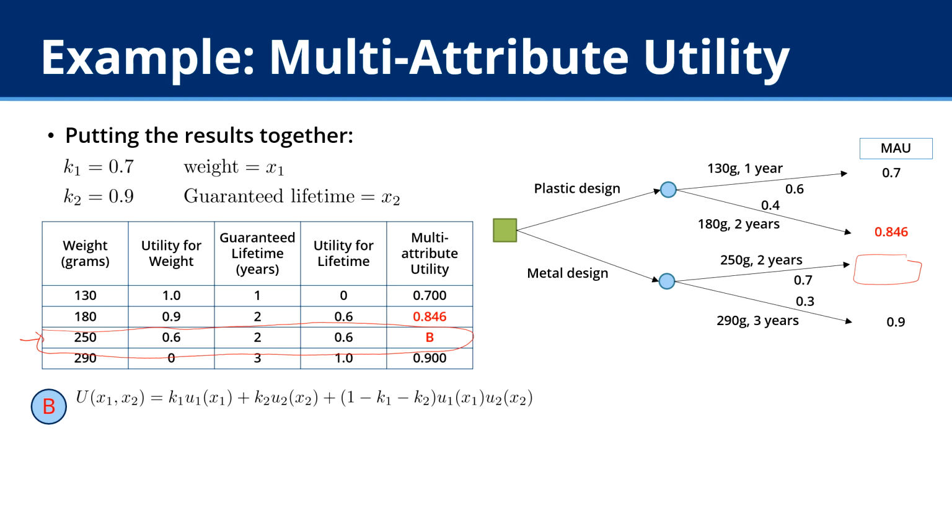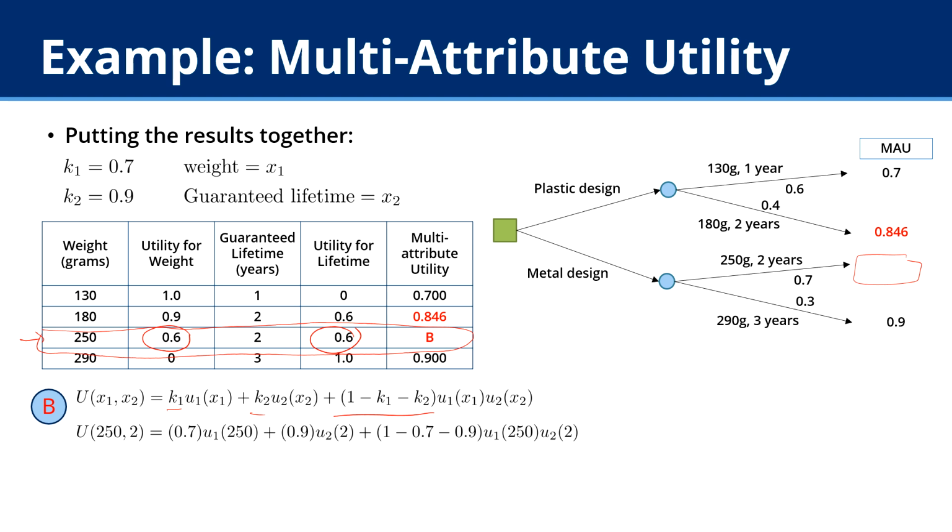This is the utility function. We already know what K1 is, and we already know what K2 is, so we can evaluate this part, and we know what this equals. X1 here is equal to 250 grams, so we know the utility value for that is 0.6. X2 is 2 years, and we know the utility value for that is 0.6. So we can just plug those values in now.